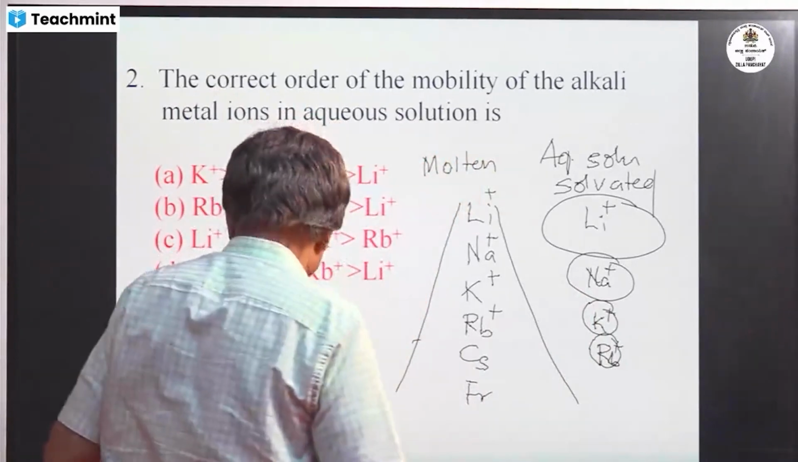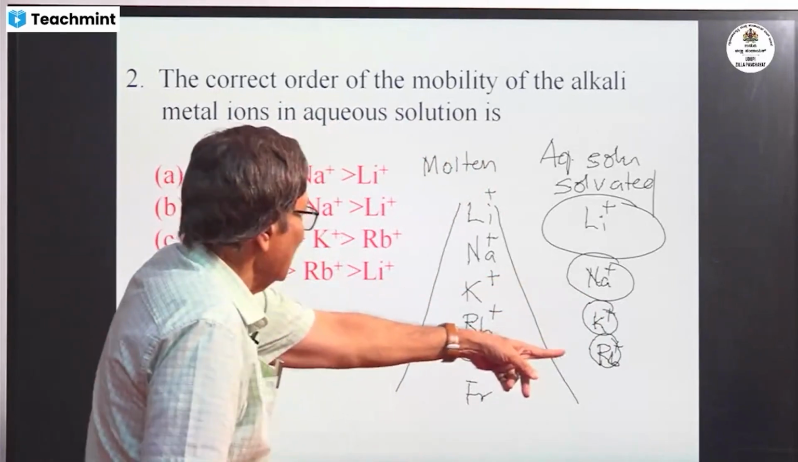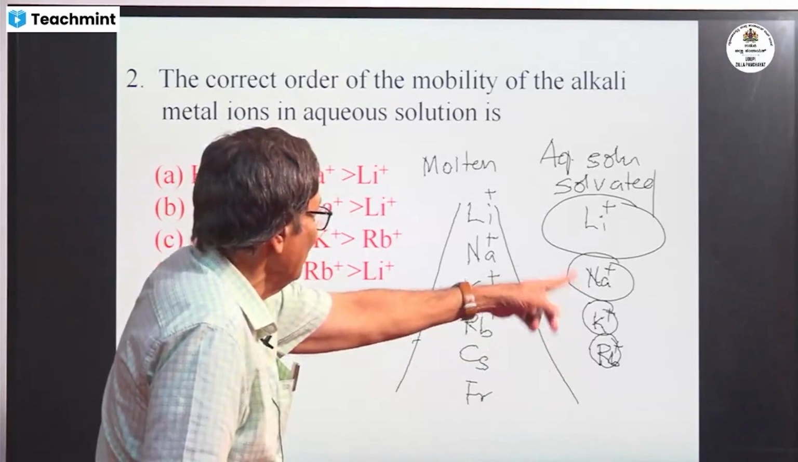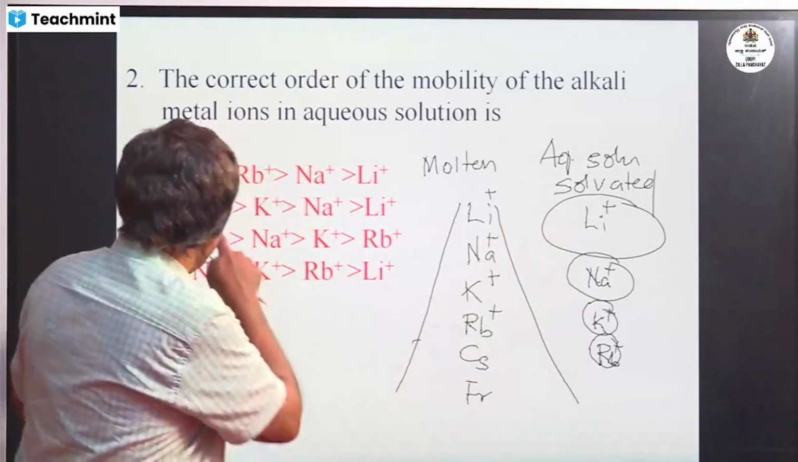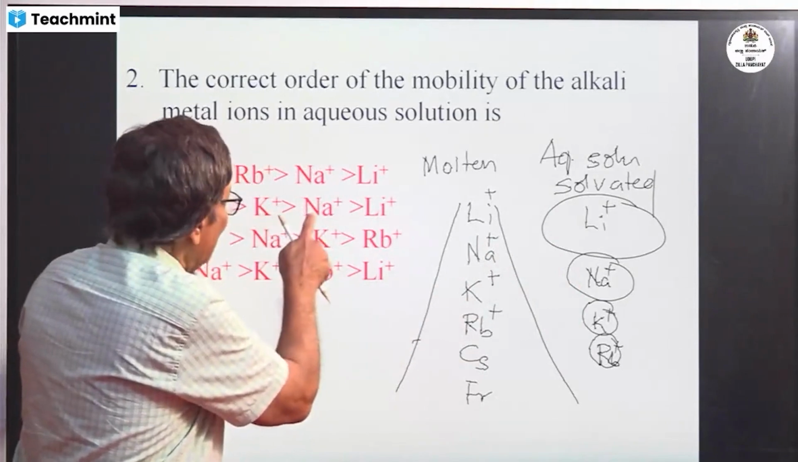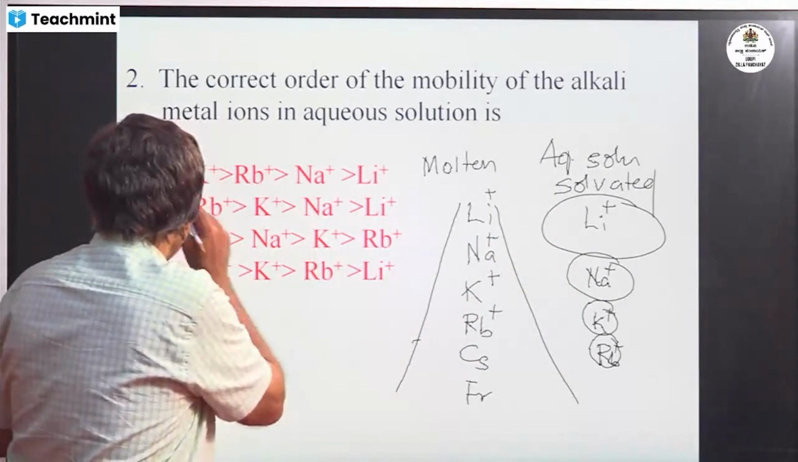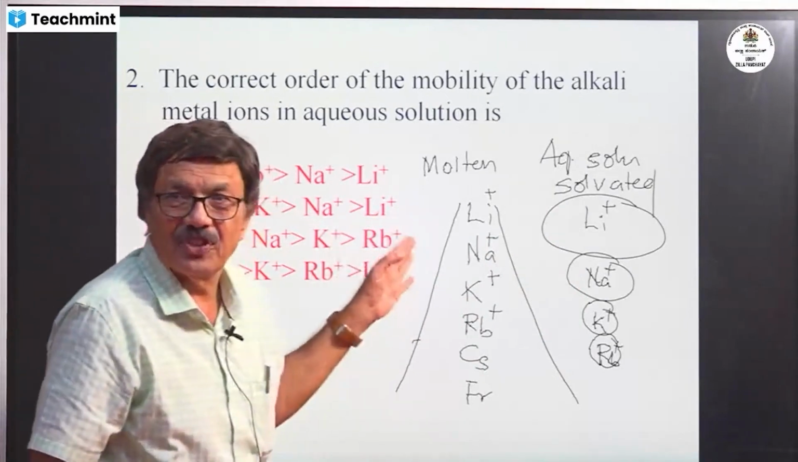So here, which one is the fastest? Rubidium is the fastest. Then comes potassium, then sodium, and the slowest will be lithium. So option B is the right answer.